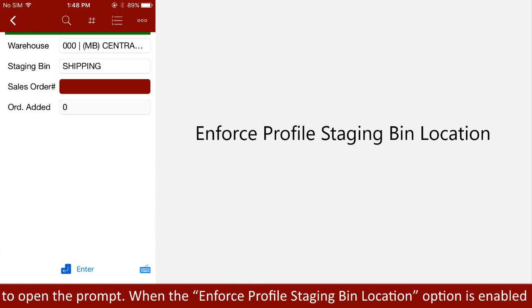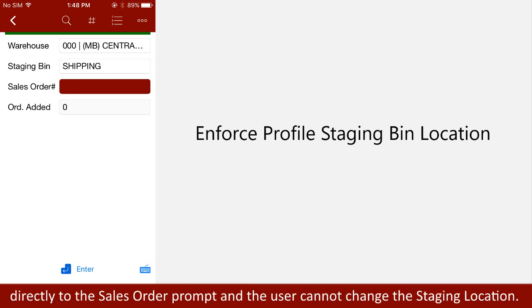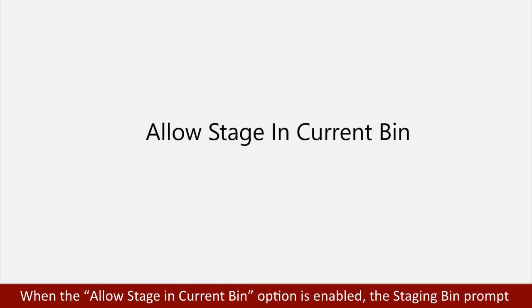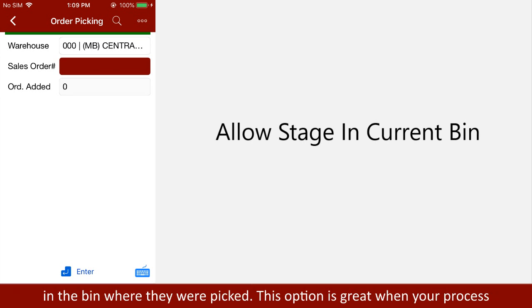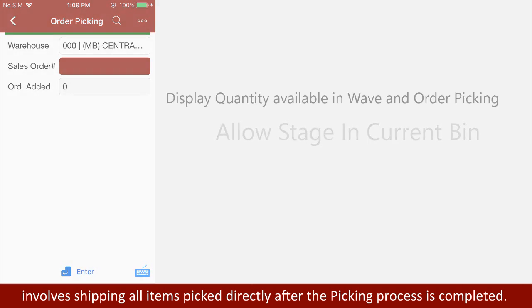When the Enforce Profile Staging Bin Location option is enabled, the staging bin prompt will fill in with the user's default staging location and move directly to the sales order prompt, and the user cannot change the staging location. When the Allow Stage in Current Bin option is enabled, the staging bin prompt is removed on the device during data collection, and all items picked will be allocated in the bin where they were picked. This option is great when your process involves shipping all items picked directly after the picking process is completed.